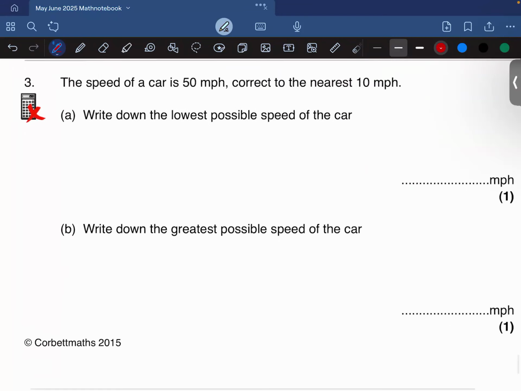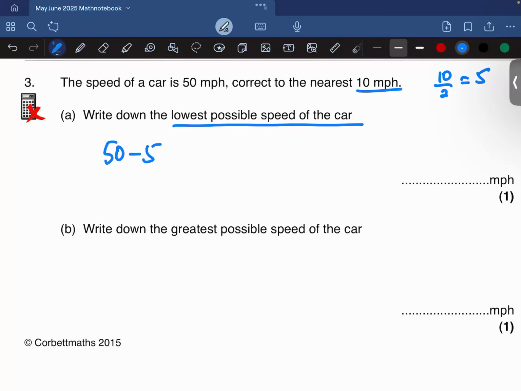Question number 3 says the speed of a car is 50 miles per hour, correct to the nearest 10 miles per hour. So 10 divided by 2 is 5. Write down the lowest possible speed. Lowest means minus. So 50 minus 5 is 45 miles per hour. Write down the greatest possible, means upper bound. So 50 plus 5, which is 55 miles per hour. So that is the answer.